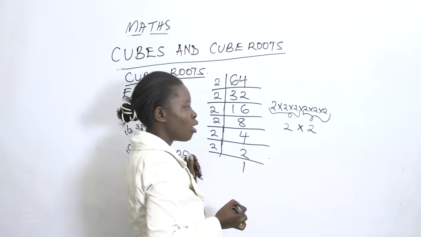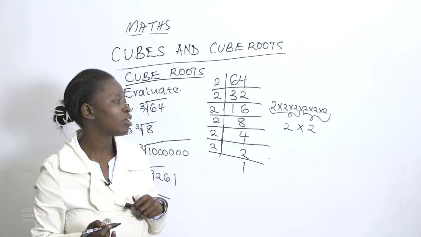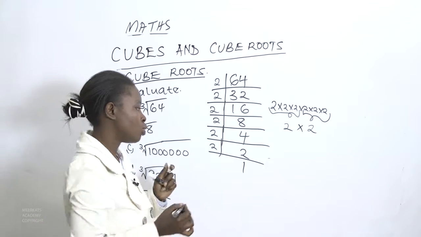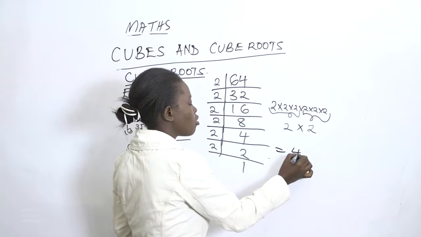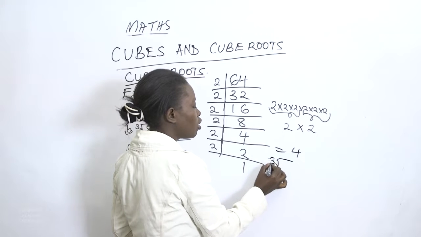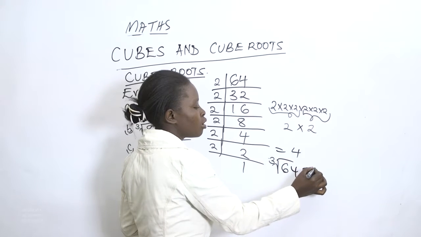So the cube root of 64 will be obtained by 2 times 2. 2 times 2 is 4. So it means that our cube root for 64 is 4.